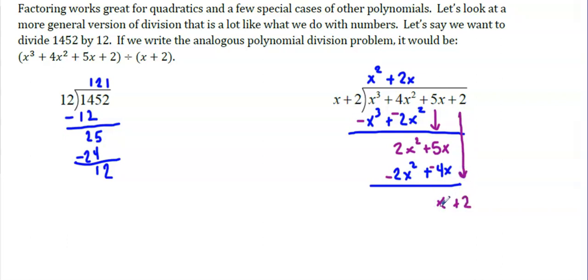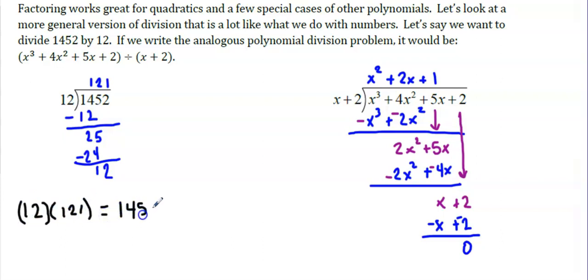x times 1 gives me x, so I'll put plus 1. And then 1 times x is x, and 1 times 2 is 2. So when I subtract, I get 0. So with my final answers, I know that 12 times 121 equals 1,452. And over here with my polynomials, I know that x plus 2 times x squared plus 2x plus 1 equals x cubed plus 4x squared plus 5x plus 2.